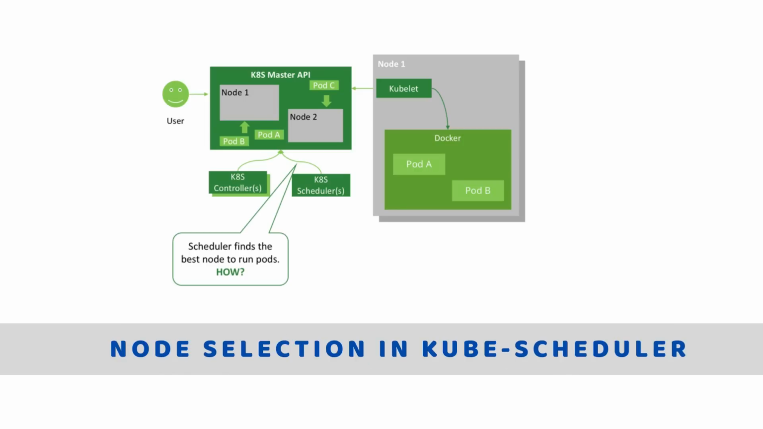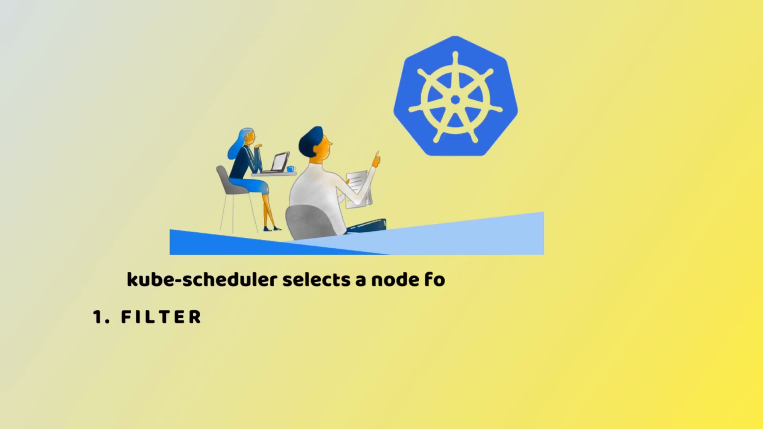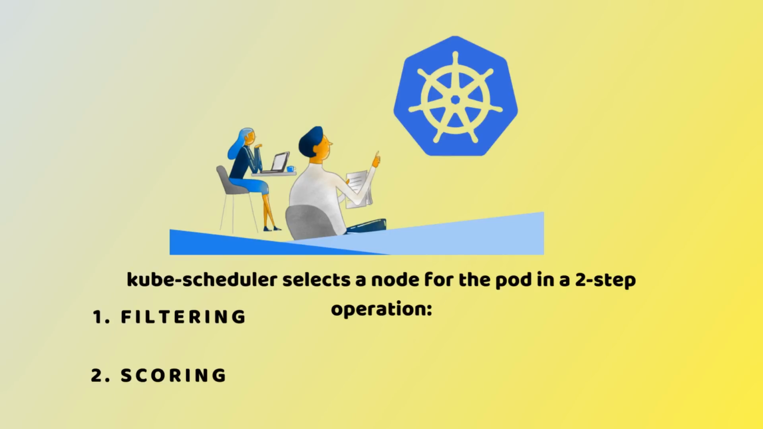Node selection in Kube-scheduler. Kube-scheduler selects a node for the pod in a two-step operation: filtering, scoring.